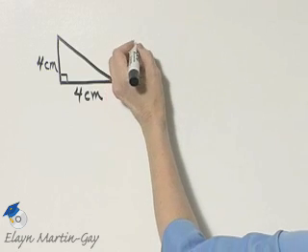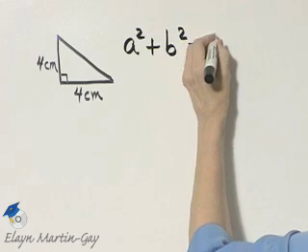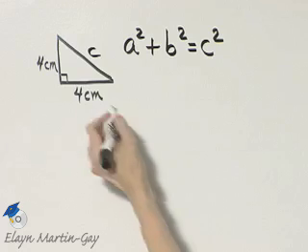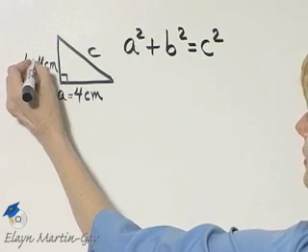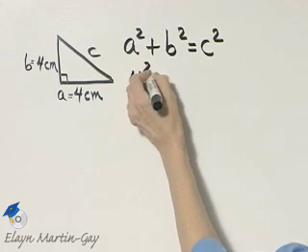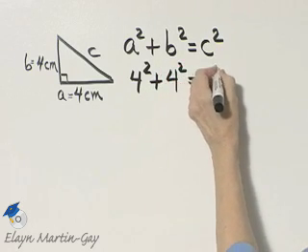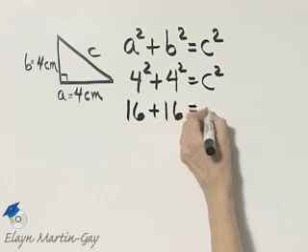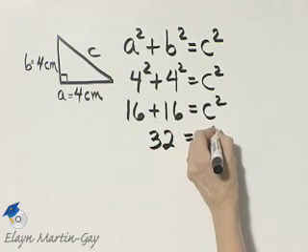Remember what that says? It says a squared plus b squared is equal to c squared. C must be the length of the hypotenuse, and a can be the length of one leg, and b can be the length of another leg. All right, so let's square a. That would be 4 squared plus b is 4 squared is equal to c squared. Well, 4 squared is 16 plus 16 is equal to c squared, or 32 is equal to c squared.